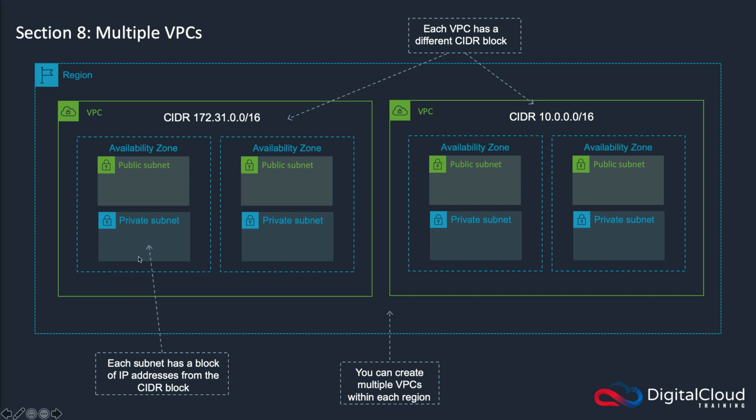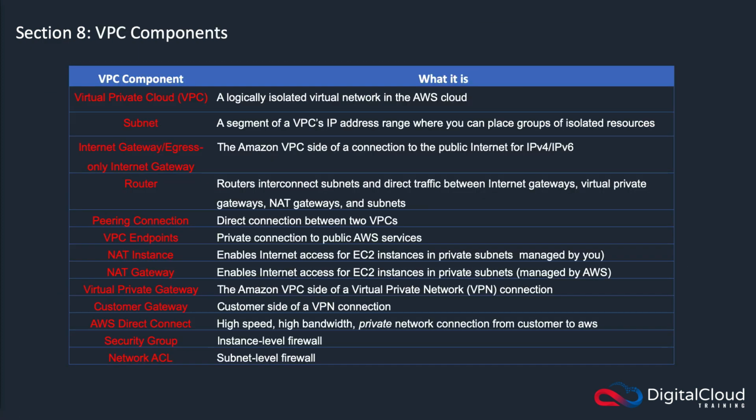And then each subnet within a VPC has a block that's within this block, so it's a subset of this block of addresses. And you can have multiple subnets within an availability zone, and they can be any mixture of public and private. But remember that a subnet cannot go across availability zones, so it's always within an individual availability zone. So let's have a look at some of the components of a VPC.